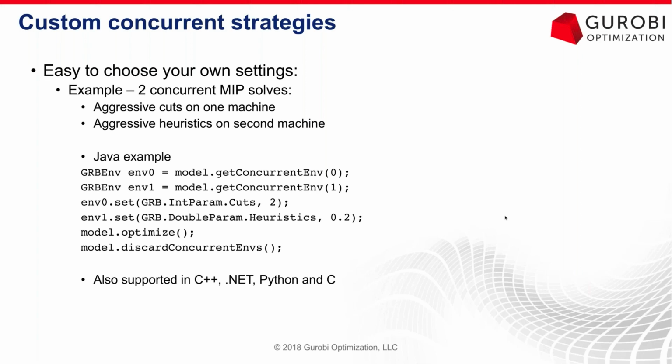I create two different concurrent environments. I'm going to call them 0 and 1, concurrent environment 0 and concurrent environment 1. On environment 0, I give it the aggressive cuts parameter of cuts equals 2, and on environment 1, I give it the aggressive heuristics of 0.2. I then call optimize and then discard concurrent environments. So this example shows you the code for Java, but you could do this in all of the Gurobi programming interfaces that are object-oriented and the C programming interface. So you could do this in C#, in C++, in Python, etc.